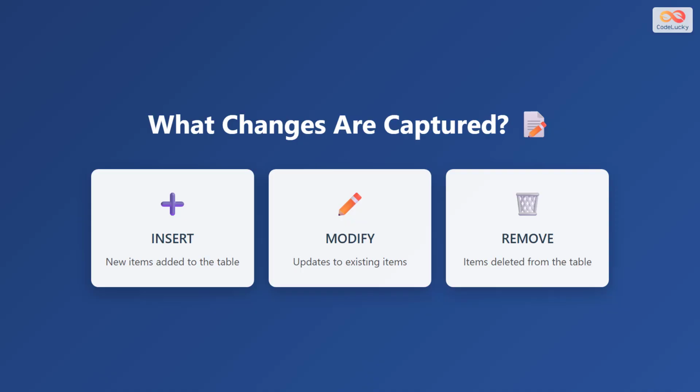DynamoDB Streams captures three types of modifications. First, insert events occur when new items are added to your table. Second, modify events are triggered when existing items are updated. Third, remove events are captured when items are deleted from the table. Every single change to your data is tracked through one of these three event types.